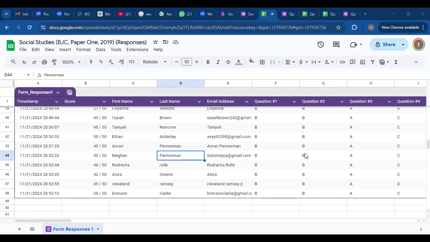Yes. I posted the RK quiz as well. Alora Green. Yes, sir. You also did well. You passed. I need you to do RK now. All right. The religious studies one.